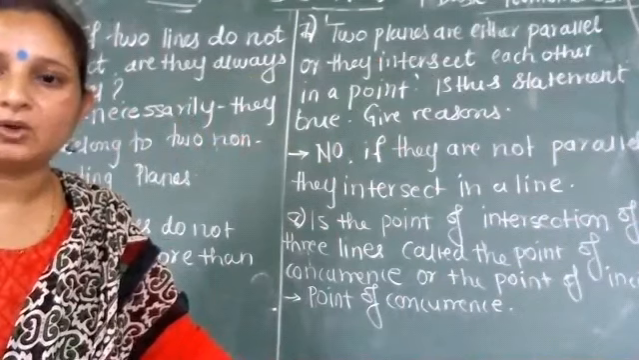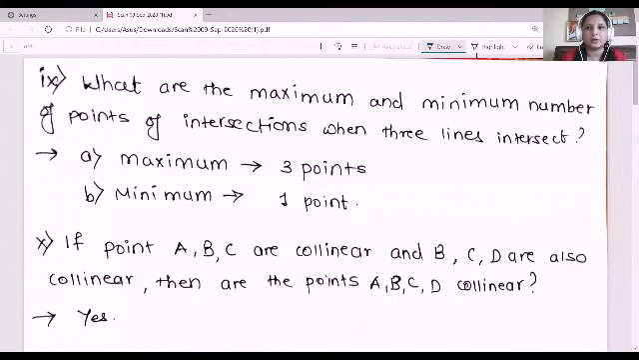The next question is the ninth one: what are the maximum and minimum number of points of intersection when three lines intersect? When three lines intersect, how many maximum points may we get? That is maximum 3 points and minimum 1 point. Without 1 point, you cannot intersect the lines, isn't it? So here, the maximum number of points is 3 and the minimum number of points is 1.